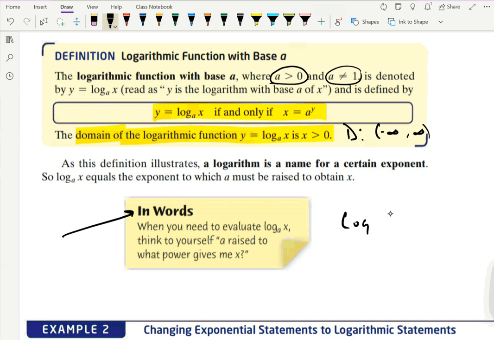So if I have log of, say, 8 base 2, and I want to see what that is, I'm going to say 2 to what power gives me 8? That's the idea. If familiar with our exponents, well, 2 cubed is 8. So that would mean log base 2 of 8 is going to be 3, because 3 is the exponent we'd apply to our base 2 to give us 8.